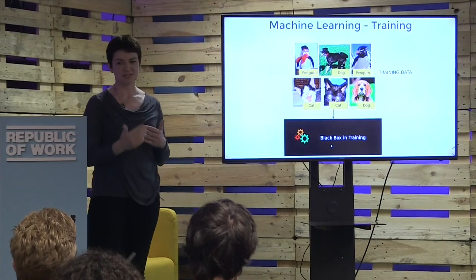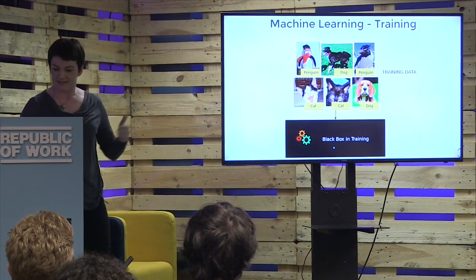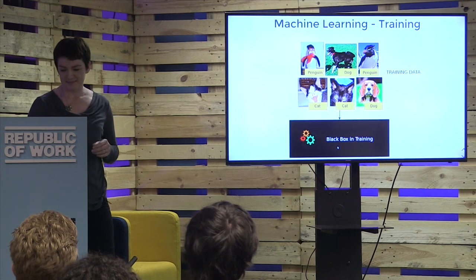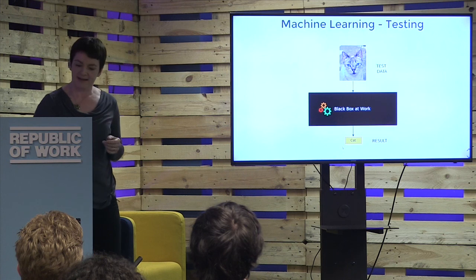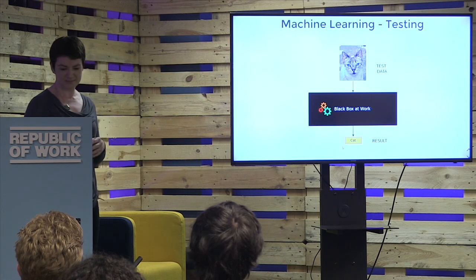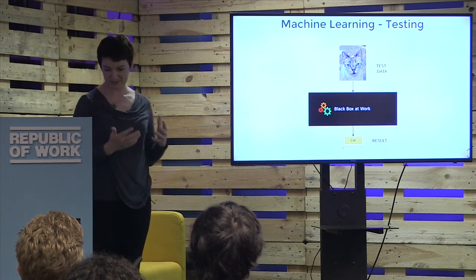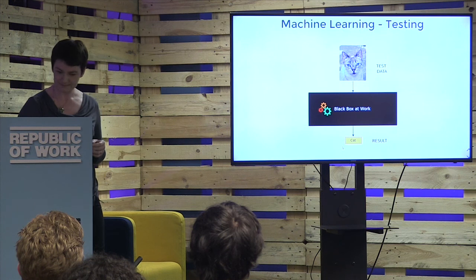So you have to show the machine lots of examples for it to learn how to distinguish the image content. You basically feed in as many of these examples with labels as you can, and the black box gets trained. And then at the end, you should be able to feed in an image with no label, and it should be able to spit out the label for you once it's been trained. So you always have this training phase and then a testing phase.